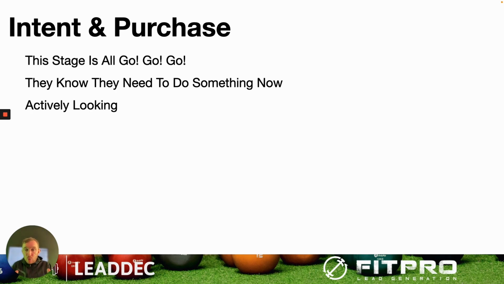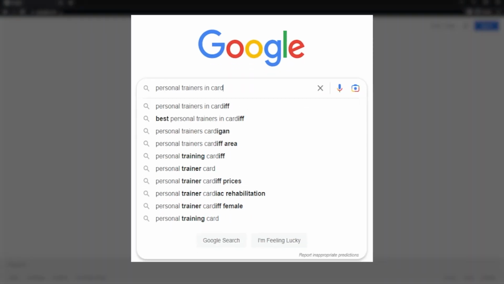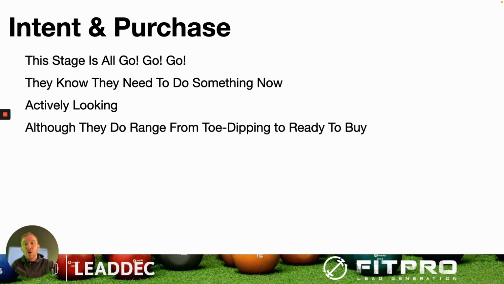So if we're running Google ads for this example here, they're typing into Google personal trainers in Cardiff. They're actively going to find this stuff, or it's in their mind as they're scrolling through Facebook or Instagram, and your ads pop up to stop them in their tracks. So they're actively looking. Although they do range from what we call toe dipping to ready to buy.